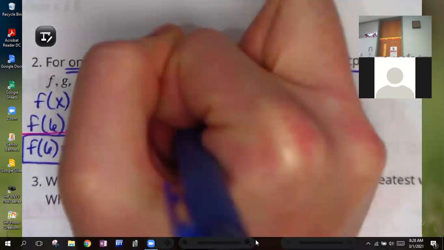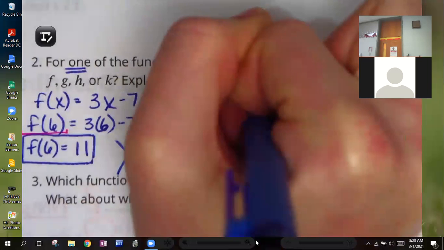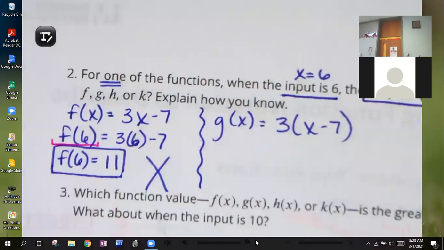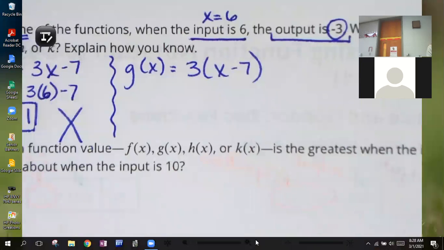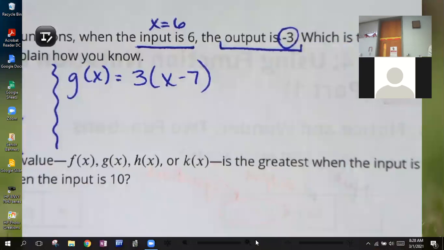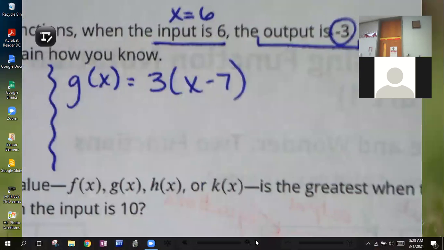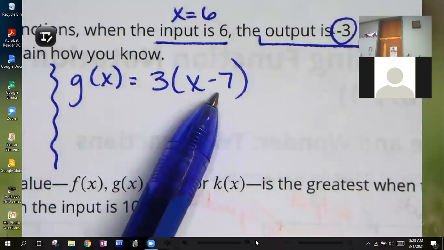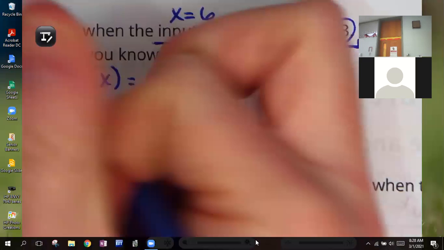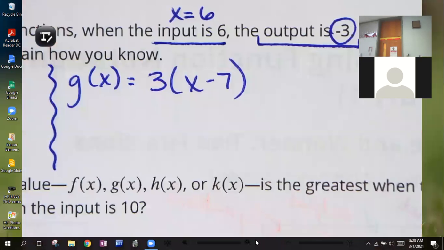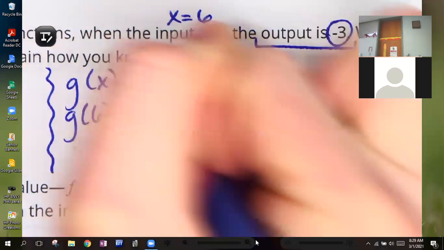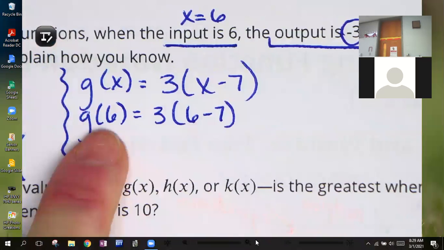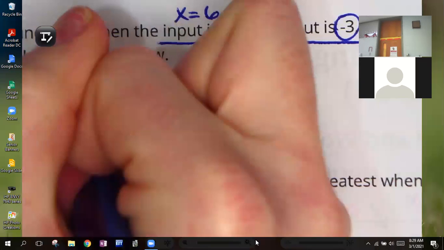So we have g of x equals 3 times x minus 7. Very similar, but now we do the subtraction first. All right, let's try it. So we have an equation. We have a variable. What do? Plug it in. So everywhere I see an x, I'm going to replace it with 6. So I have g of 6 equals 3 times 6 minus 7. Can I simplify this side any? Nope. So that just says g of 6.